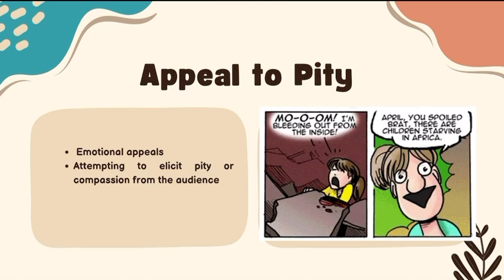Appeal to pity. This fallacy takes place when an arguer uses emotional appeals, specifically attempting to elicit pity or compassion from the audience in a way that is irrelevant to the argument's conclusion. The fallacy arises because the arguer relies on emotion and pity to sway the audience's judgment, rather than providing rational reasons for accepting the argument.